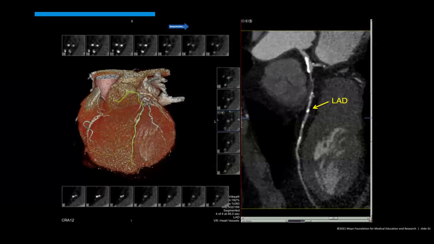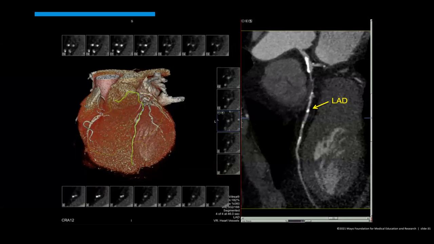Sir, I'm sorry, there's a question in the chat about, can you please explain what imaging features are present in positive remodeling? I don't know if you had a case or something to talk about more specifically later.